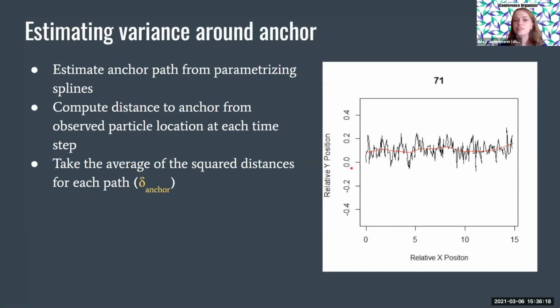For our last two statistical measures, we need to estimate the path of the anchor, which is that molecular motor that's attached to the cargo. And we can do this using splines, which preserve the characteristics of the path. And this is important because those microtubules, the cellular highways that we were talking about, can be bent inside of the cell. And so once we have estimated that parametrized anchor path, shown in red here, we can take the average of the square distances for each time step for each path. And we call this delta anchor.